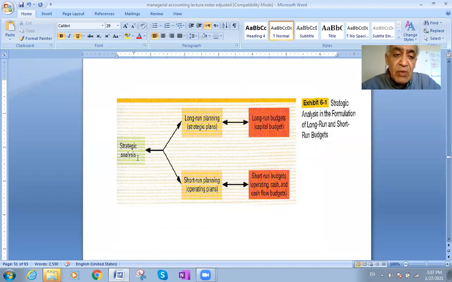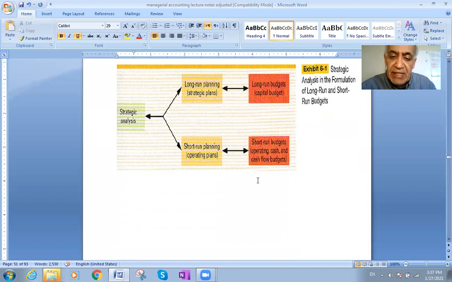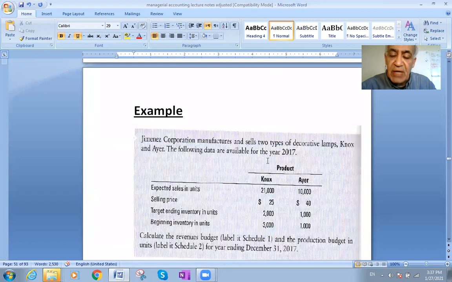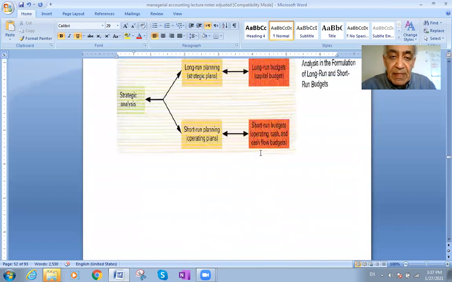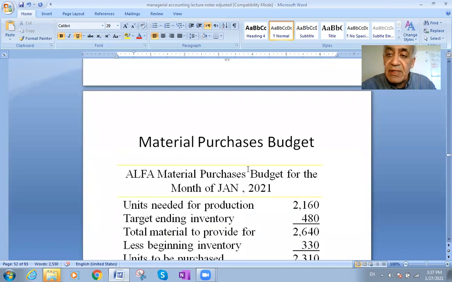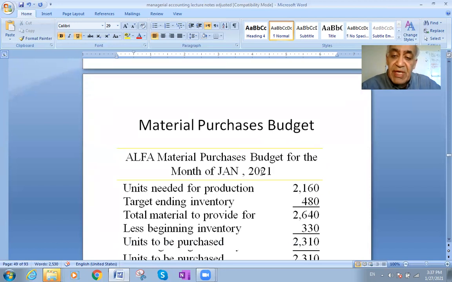So we always have strategic analysis. We have long run planning and short run planning. For the long run, we have the capital budget, and for the short run, we have operating budgets. The long run will be capital budget, but the short run will be like operating cash and cash flow. These are the things we talked about before, in the examples when we were talking about the balance sheet and how to do it.